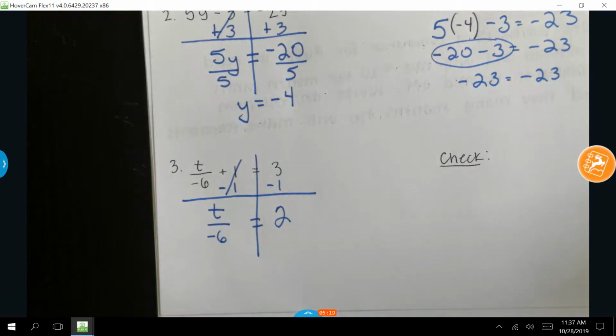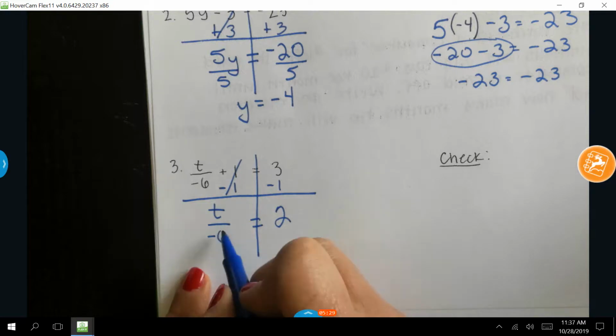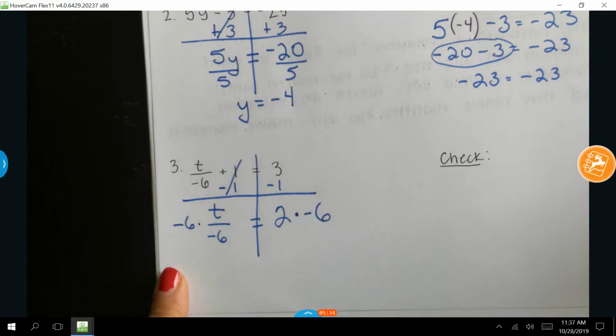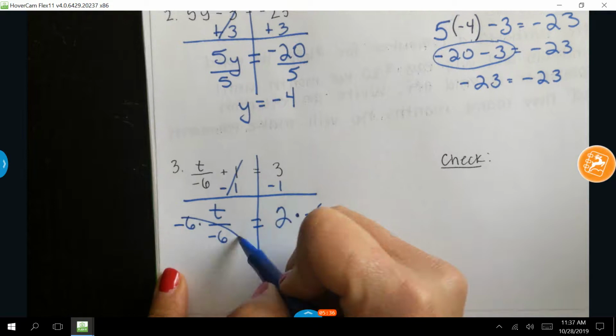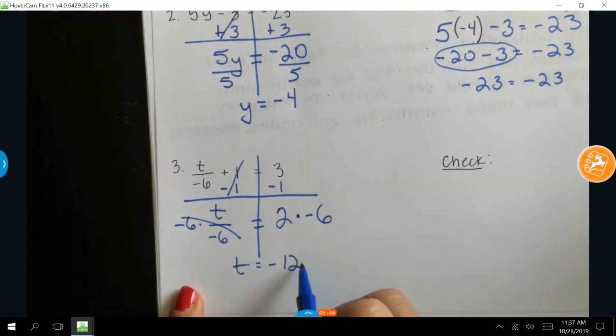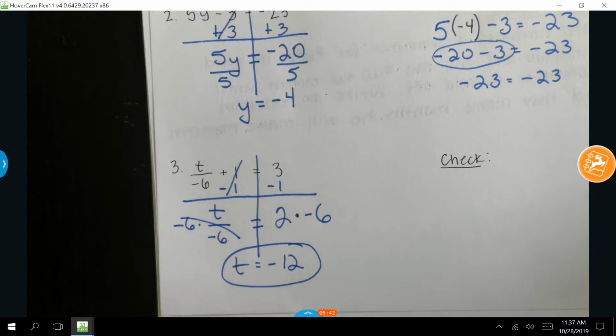Now this says what divided by negative 6 equals 2. So how do you undo division? You multiply. So we're going to multiply by that negative 6 on both sides. What happens is this cancels, and you're just left with t equals negative 12.